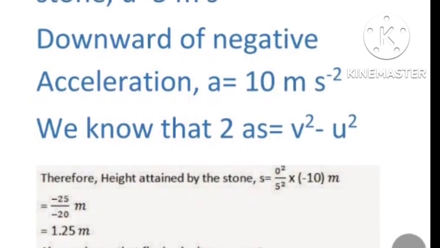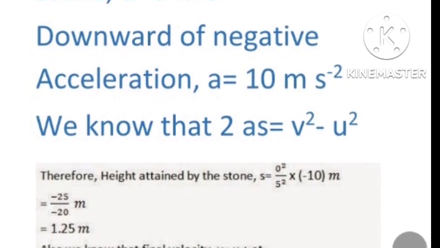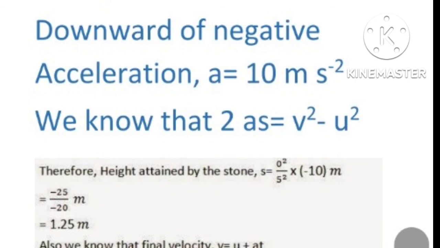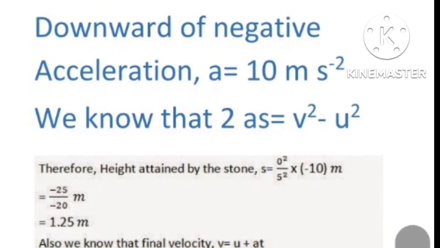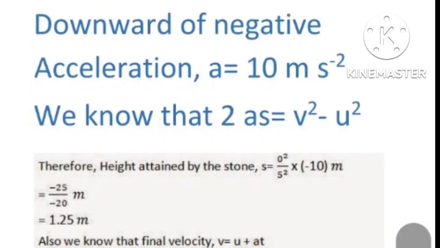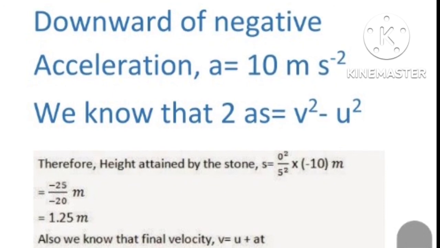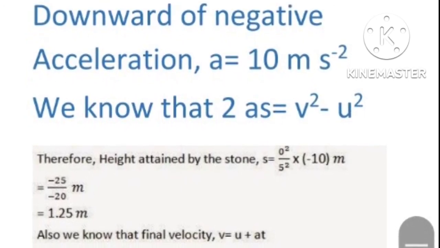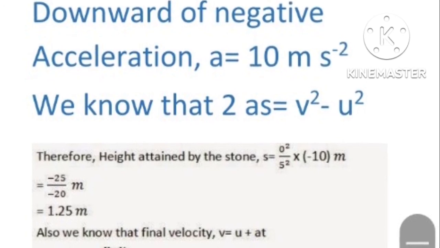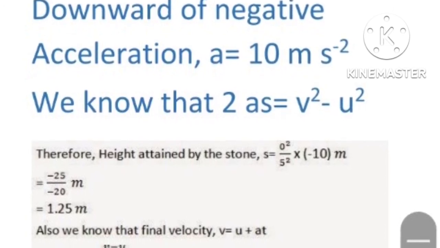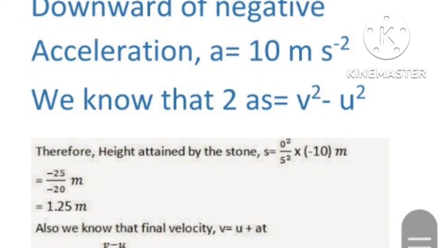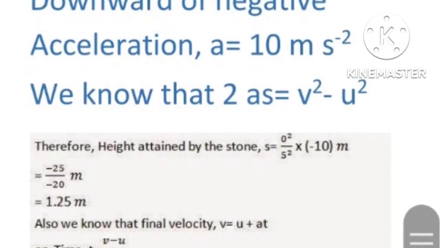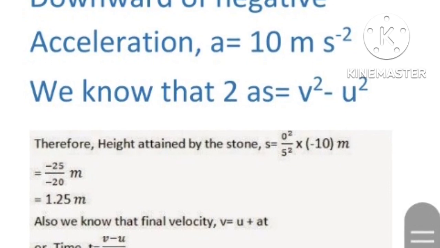So when we are rearranging this equation, we will get s equal to v square minus u square by 2a. Then substitute the values of v square and u square. Then it will be v is 0, so 0 square minus 5 square, divided by 2 into minus 10. So that will be minus 25 by minus 20. Then we will get the answer as 1.25 meter.